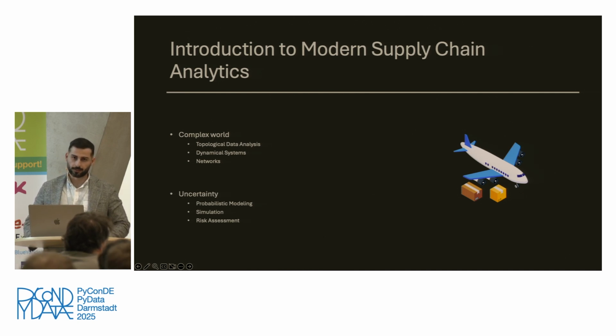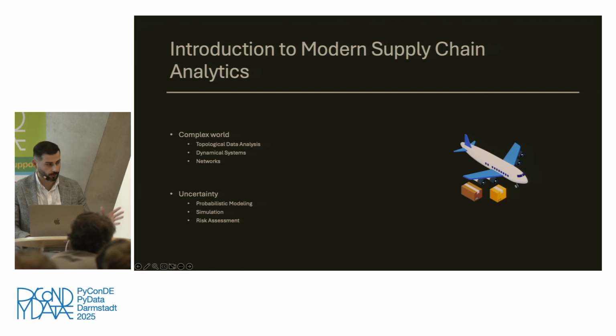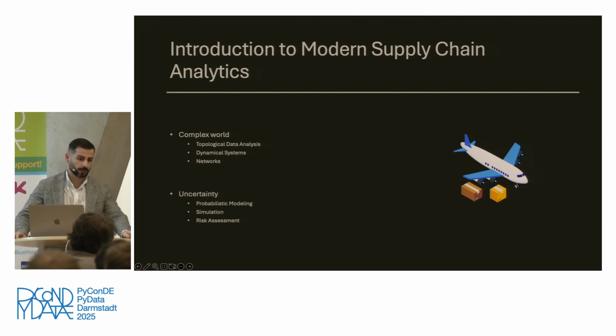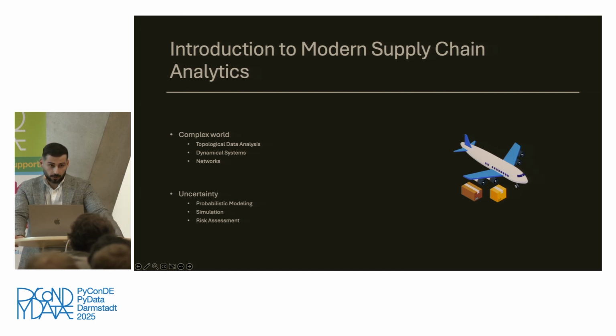What else arises in this phenomenon is uncertainty. So uncertainty in terms of, can I trust my lead time? Can I trust that the delivery will actually be on time? Can I trust that the customers will still want the same product?